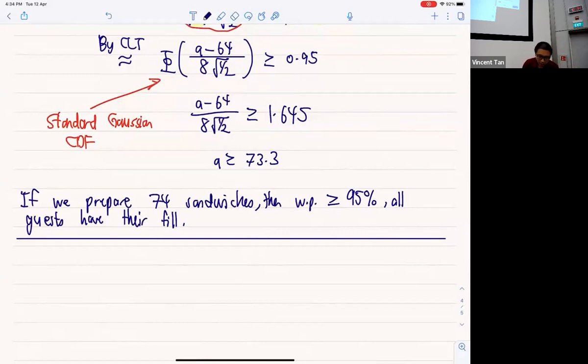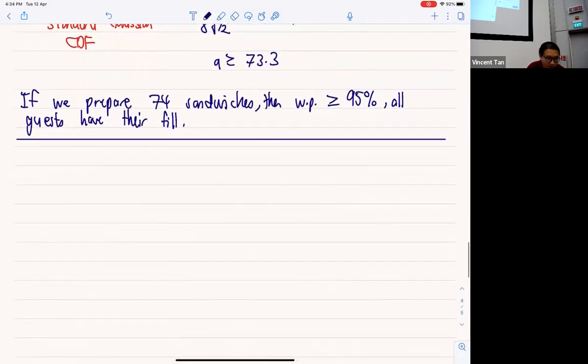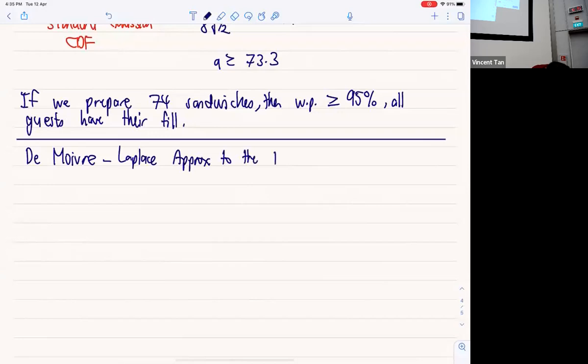Okay? So now I want to go through the last thing, which is just a small little refinement. The book calls it the de Moivre-Laplace approximation to the binomial. I don't know how to pronounce this. This one also has another name. When I learned it, it's called continuity correction, but it's a very small little thing. Continuity correction to the binomial.